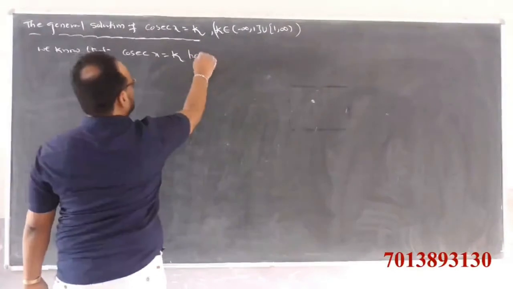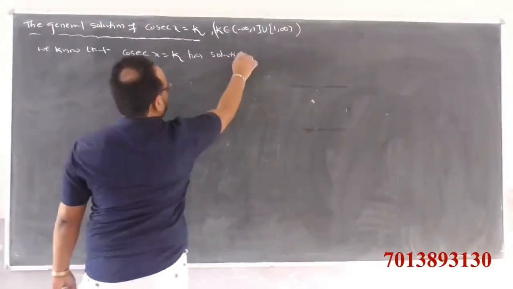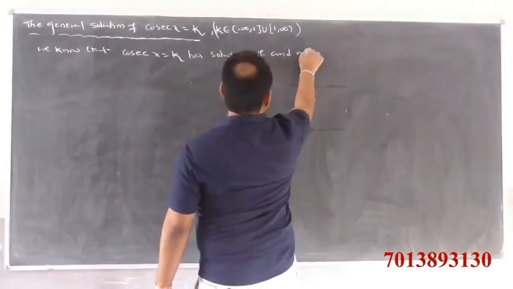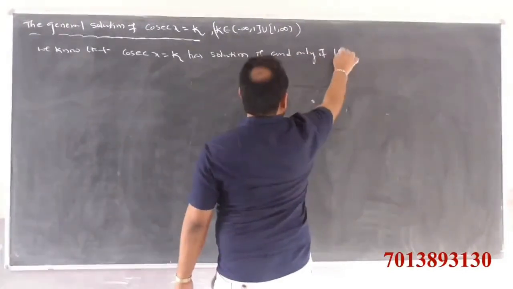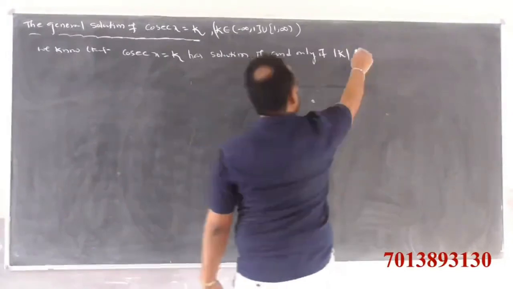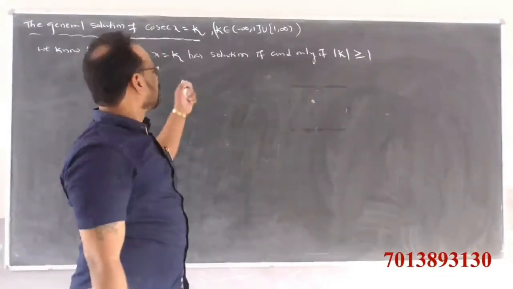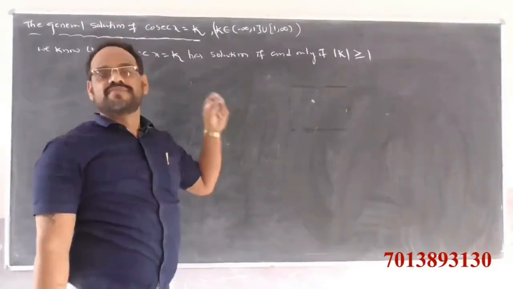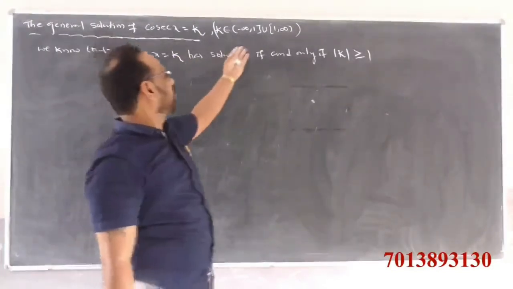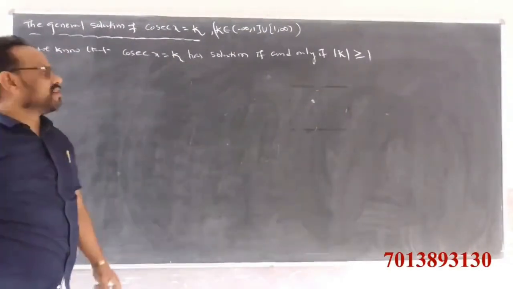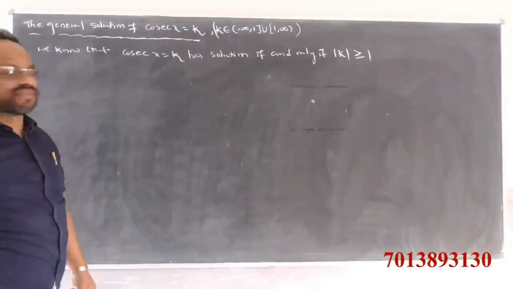Cosecant x equals k has a solution if and only if the absolute value of k is greater than or equal to 1. The absolute value of k is always greater than or equal to 1.